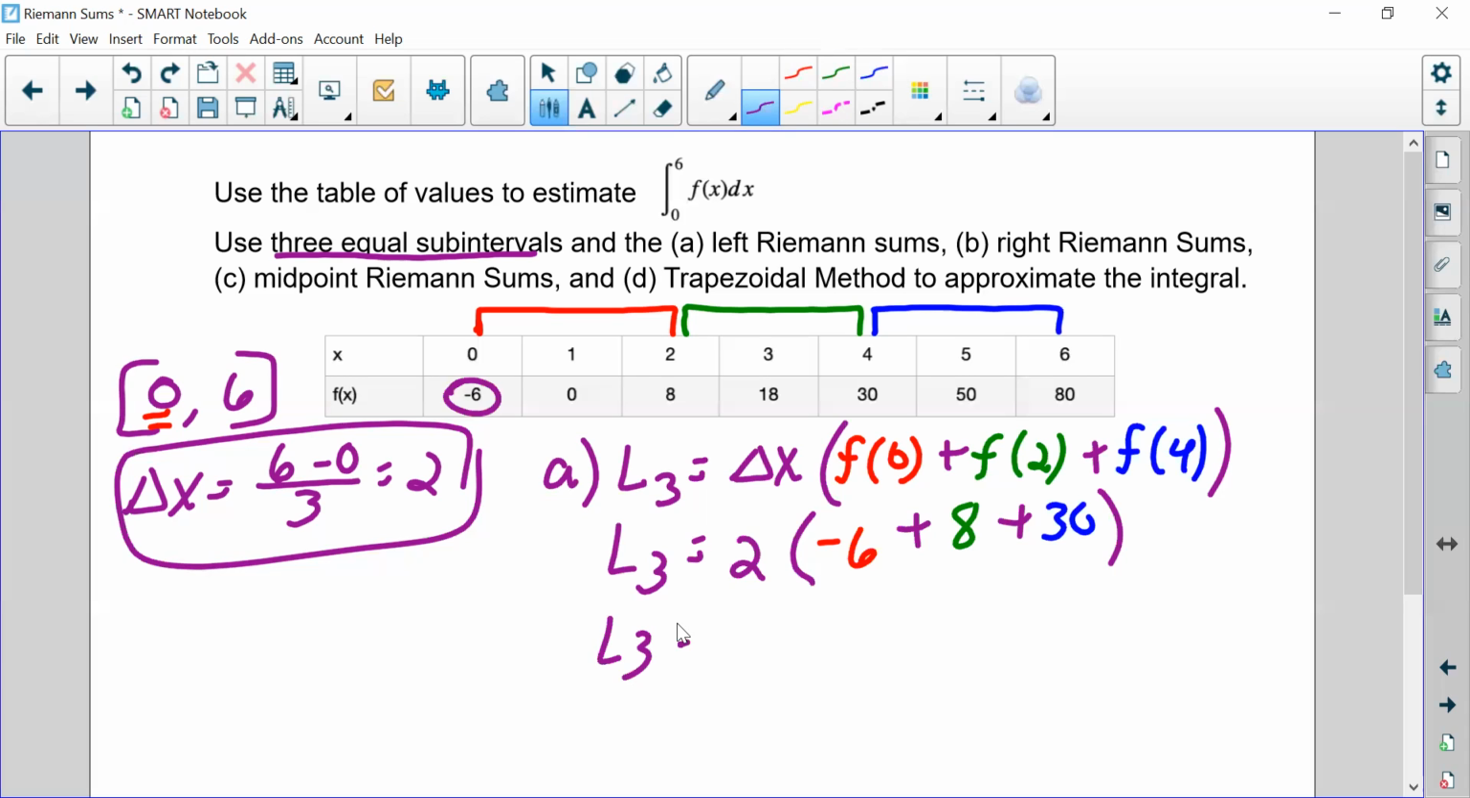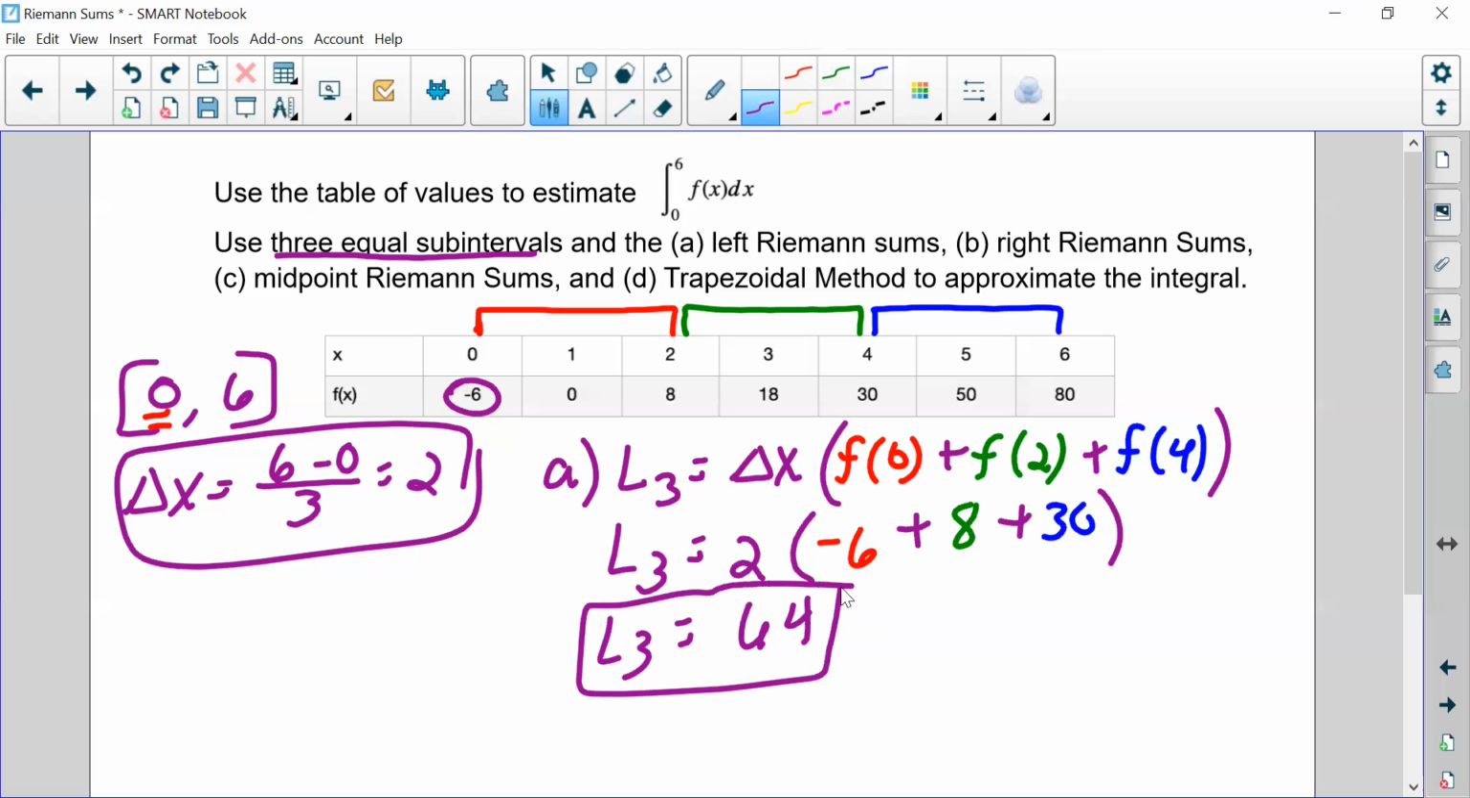Then you can go straight to your calculator, or I can do this in my head. We're going to figure out what this is equal to. So -6 plus 8 gives us what? 2, plus 30, times 2. So our estimate is 64. That's it. That's our left-Riemann sum estimate for this.